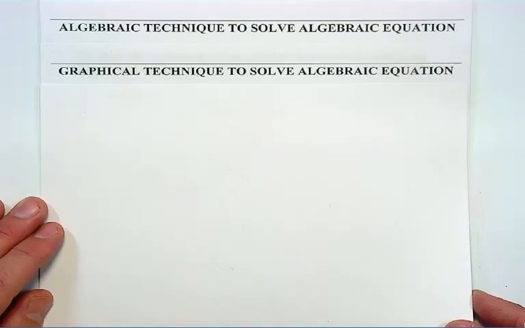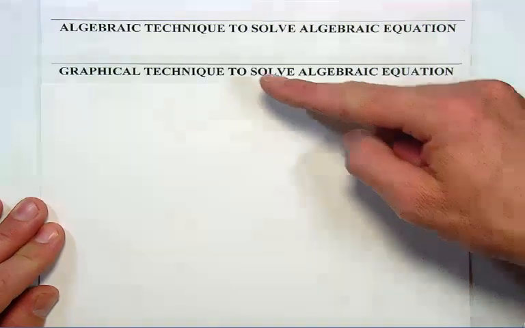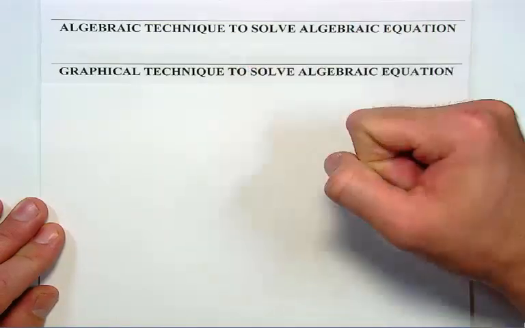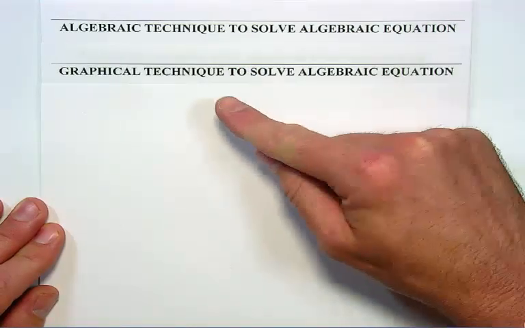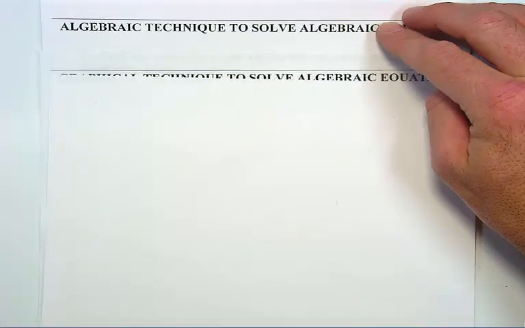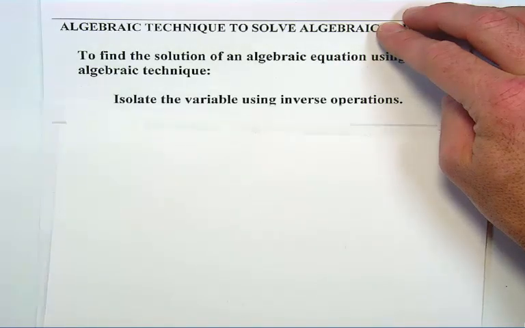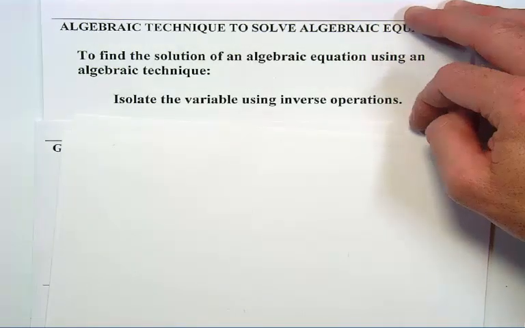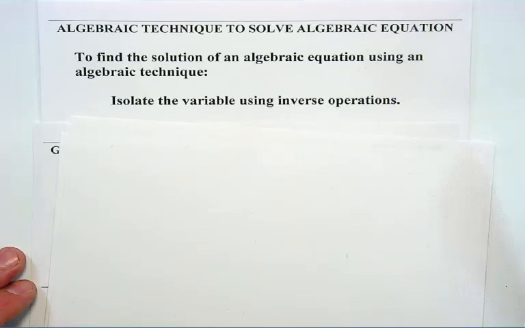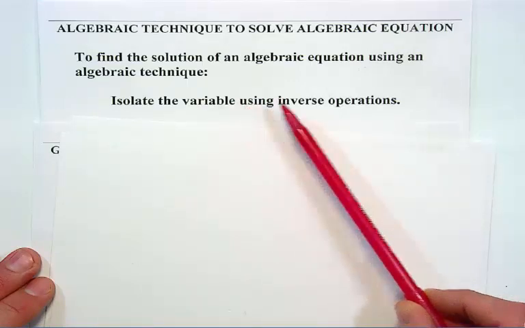In this class, we have just two techniques that we're going to use to solve equations. We're going to solve equations using what we call an algebraic technique, and we're going to solve equations using what we call a graphical technique. In this video, we're just going to do a brief overview of both of these. Let's start with the algebraic technique. We say that an algebraic technique to solve an equation is to isolate the variable using inverse operations.